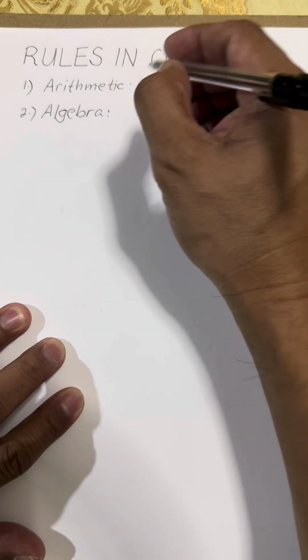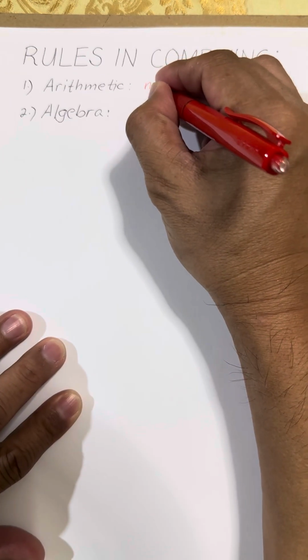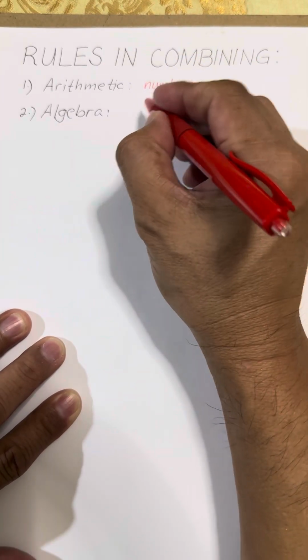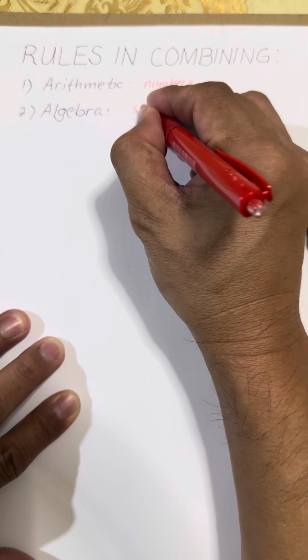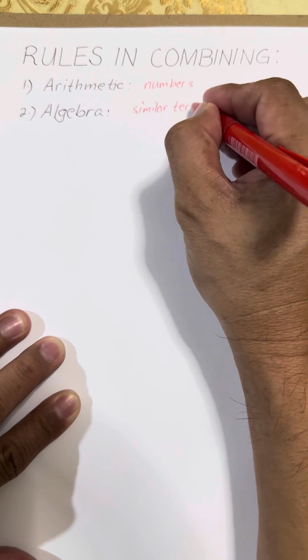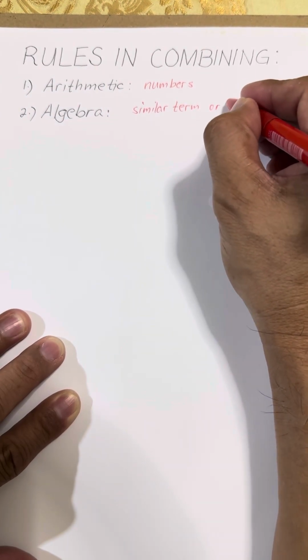Okay, so let me elaborate on what I mentioned in my previous video when I talked about rules in combining. There are two areas where we can do combining. In arithmetic, we can combine numbers. So what we combine in arithmetic are numbers. And in algebra, we can combine similar terms, or we call them like terms.